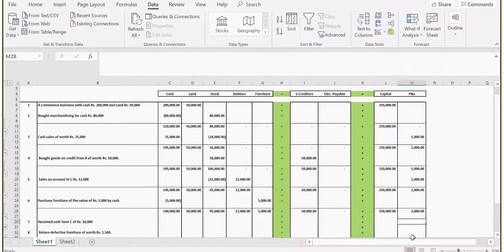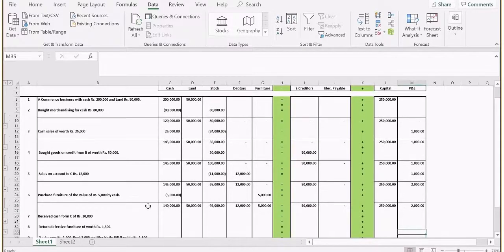Okay. Now the seventh item is receive cash from C, 10,000. So as you see, we made a sale of 12,000 rupees to C on a credit term. Now at point number 7, we are receiving 10,000 rupees of cash from the debtors, which means cash would increase by 10,000 and debtors will reduce by 10,000 because we are realizing our debtors. Again the right hand side equals the left hand side, so the transaction is correct.